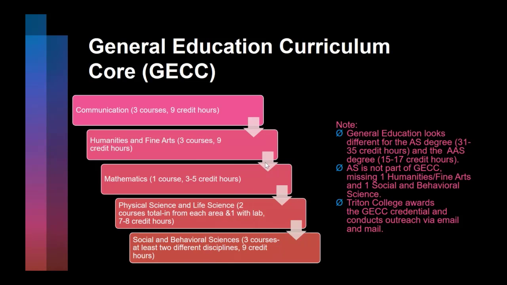This is what the AA requires in its general education core. How it differs from the Associate in Science is that the Associate in Science requires only 1 humanities and fine arts, 2 humanities and fine arts, and 2 social and behavioral sciences. And Sheldon will break that down in a really nice table later on.